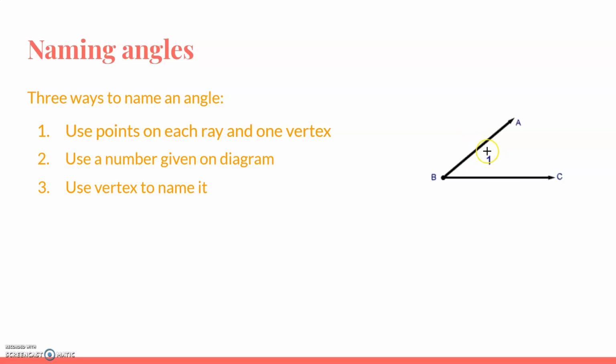Next, using a number given on the diagram. So here we're given 1, so this should just be angle number 1. Next, using the vertex to name it. The vertex is point B right here, so we just say angle B.